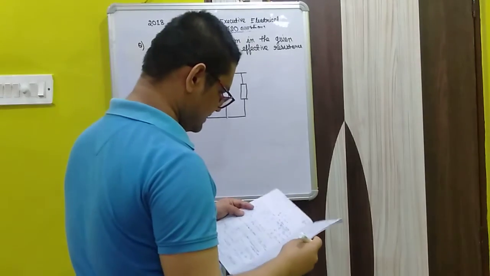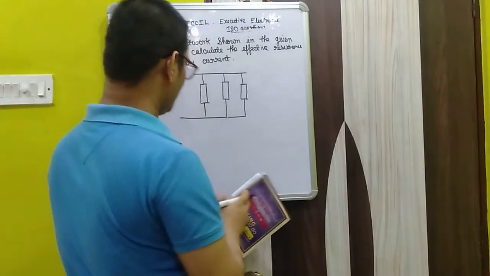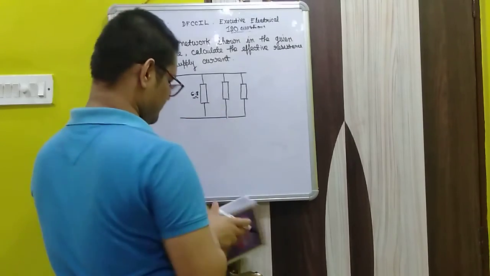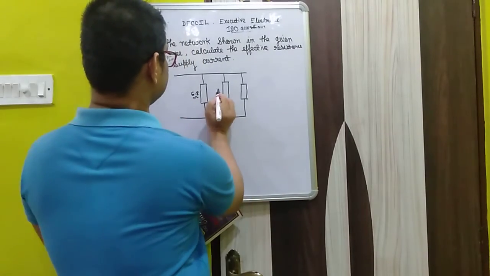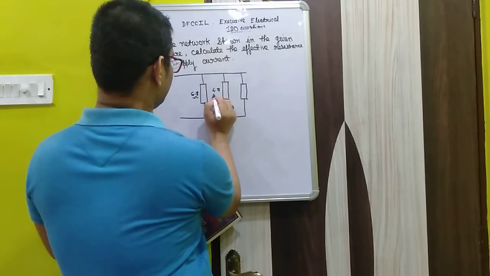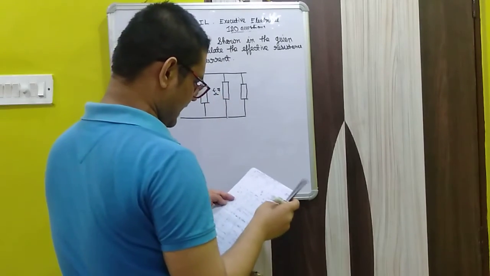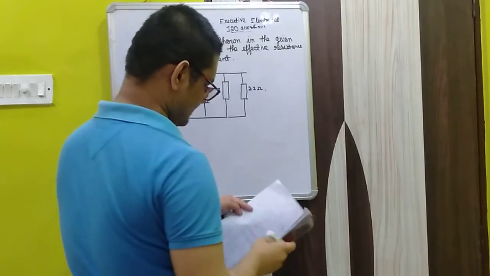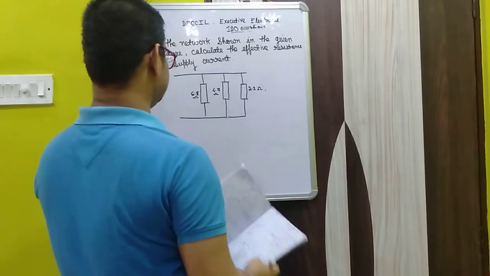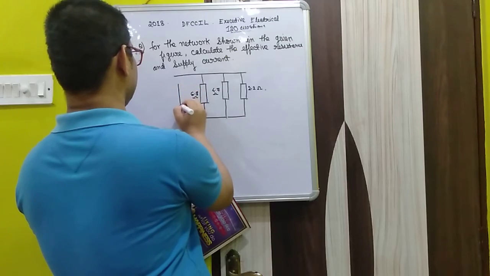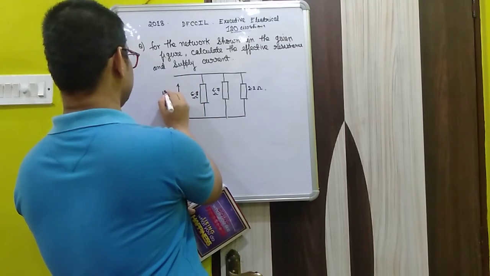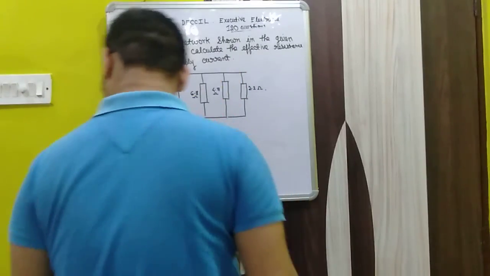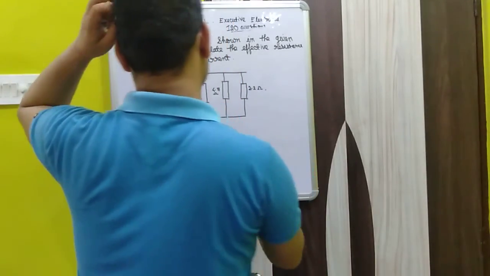So just check the values over here. This is 6.8 ohm, this is 4.7 ohm, and this is 2.2 ohm. And the supply voltage is given as 12 volt. So now we calculate the effective resistance.